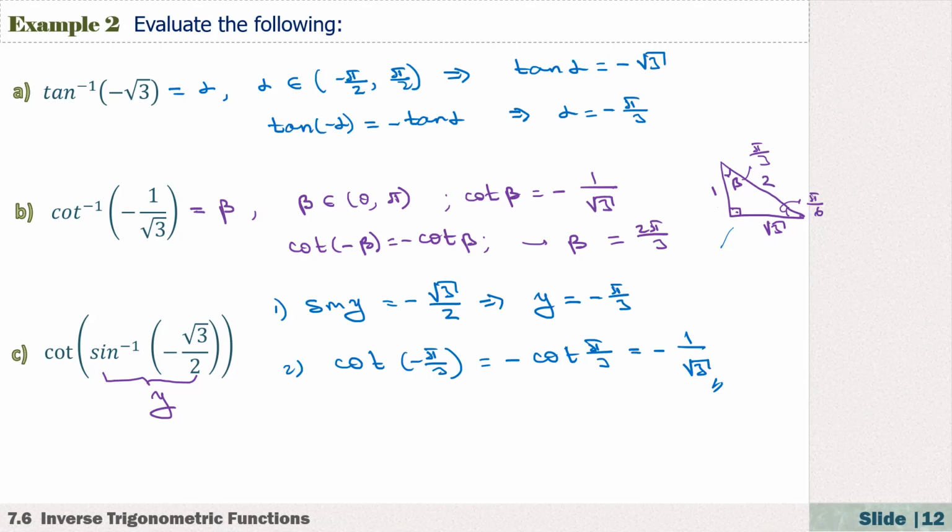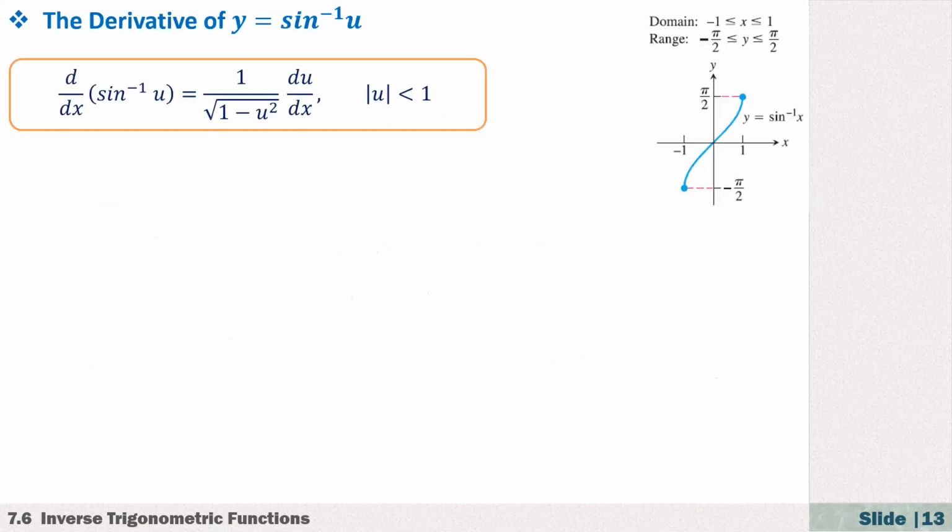All right, these are just introductory parts. Now let's talk about the derivative of these inverse trigonometric functions. We'll start with the sine function. On the right-hand side, as you see, that is the graph of the inverse sine function. And as you see here, the domain is from minus 1 to 1, and the range is from minus pi over 2 to pi over 2, right?